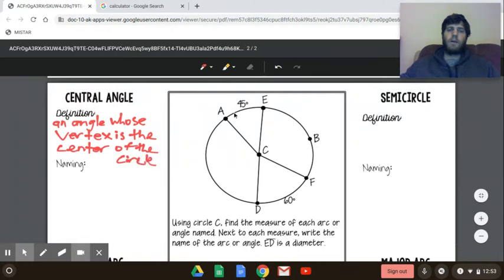So, for example, we have angle ACE, right? That's an angle. That's a central angle because the vertex of that angle is point C, which is the center of the circle. You would name this just like any other angle, angle ACE.